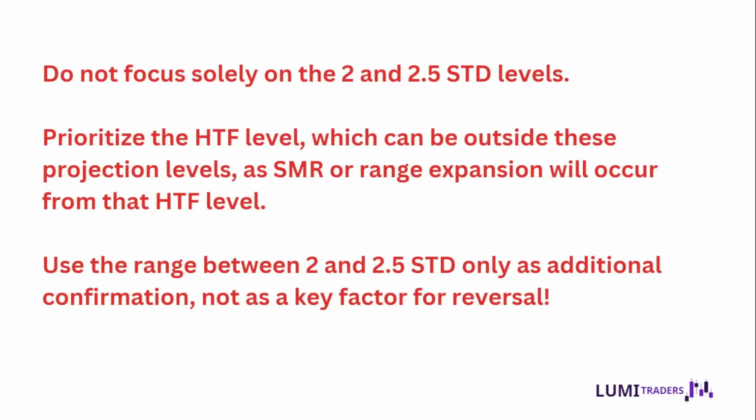But once again, we don't want to focus only on the 2 and 2.5 standard deviation levels. No. The higher time frame level must be the first point where we can consider a possible smart money reversal. Use the range between 2 and 2.5 standard deviation only as additional confirmation, not as the key factor for reversal.